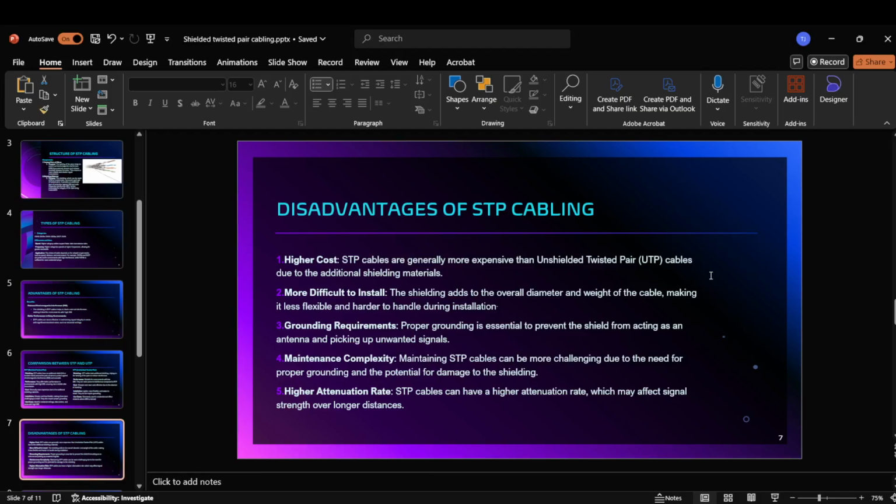Next is the maintenance complexity. Maintaining STP cables can be more challenging due to the need for proper grounding and the potential for damage to the shielding. Next is the high attenuation rate. STP cables can have a high attenuation rate, which may affect signal strength over long distances.